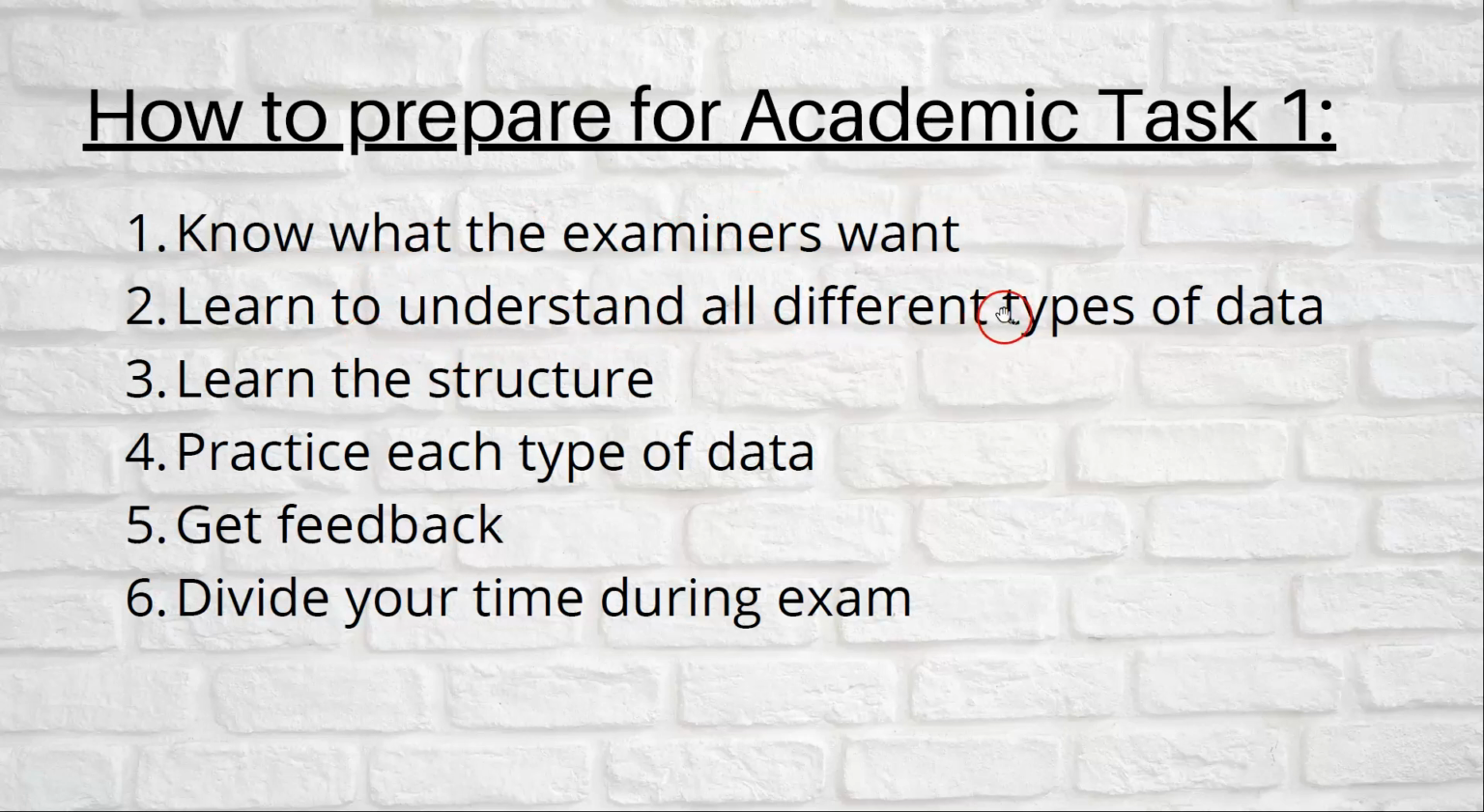Learn to understand all different types of data. Now, academic task 1 has at least 7 different types of data, and it takes a little bit of work because they are different from each other. The way to understand them, the way to actually prioritize information from them, and how to execute what the examiners want will vary a little bit according to what type of data you get.